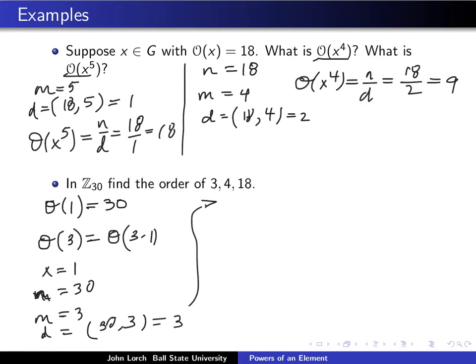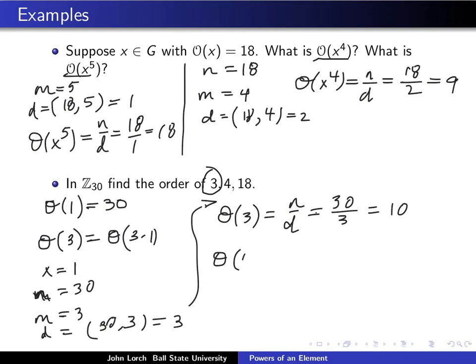And so from there, we see that the order of 3 is n over d, which is going to be what? 30 over 3, and that's going to be 10. Okay, so that's the order of 3. And a similar computation will give you the order of 4 and the order of 18. I don't think I have room here on the slide to do the order of 18. We might do the order of 4 here.